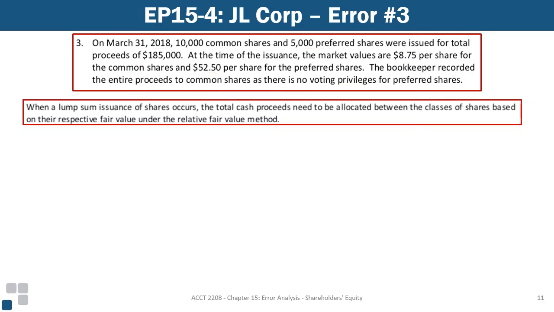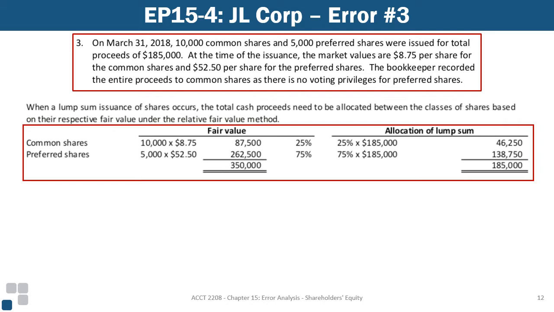So if you're familiar with what should happen with share issues, this goes back to your prerequisite courses where we did share issues, I'm sure. When a lump sum share issue occurs, the total cash proceeds must be allocated between the classes of shares. So in this case, preferred shares and common shares, based on their respective value under the relative fair value method. So what does that mean?